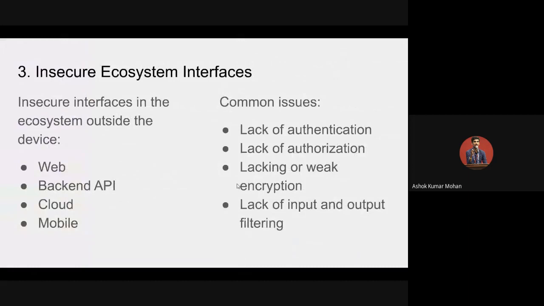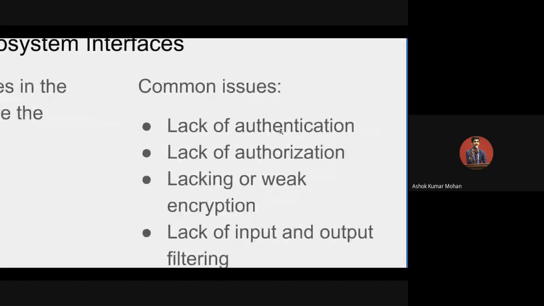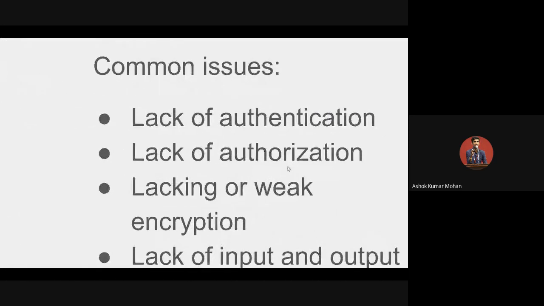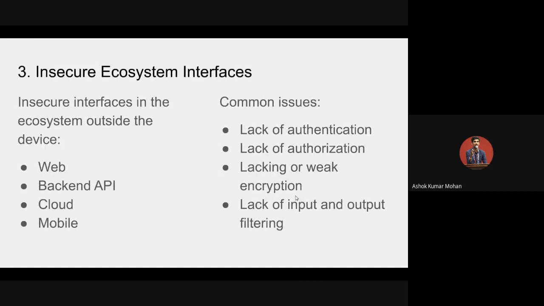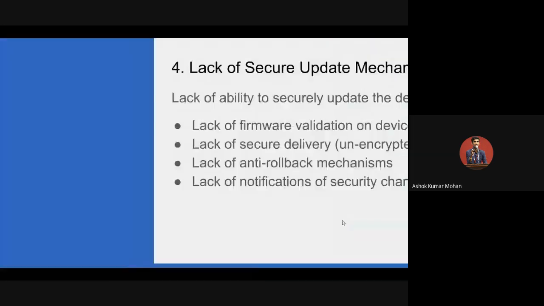Your website, your APIs. API means, for example, that's what we regularly do, right? We take a photo on Instagram, and we give permission to post it on Facebook. We have an API which is giving permission from Instagram to Facebook. So an API is typically giving access or control of your system to a third party. Common issues will be lack of authentication, checking whether you are a valid user; lack of authorization; weak passwords or weak encryption; lack of input validation. You should enter only a comment, instead of which you're entering a script. So that is insecure ecosystem interfaces.